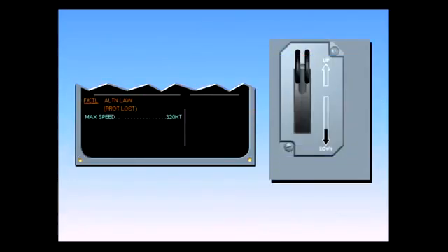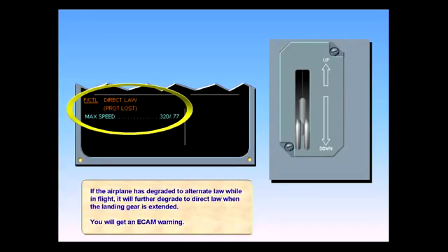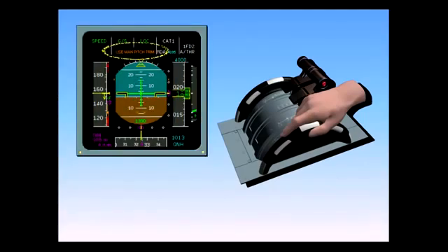If the airplane has degraded to alternate law while in flight, it will further degrade to direct law when the landing gear is extended. You will get an ECAM warning. Since auto trim is no longer available, you will also get an amber Use Man Pitch Trim message on the PFD. The pilot must now trim the airplane manually with the pitch trim wheel.